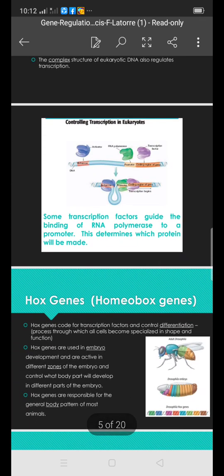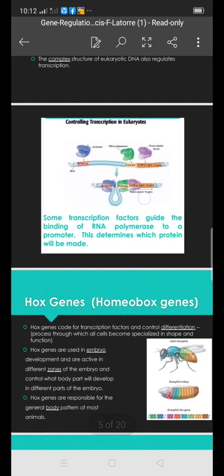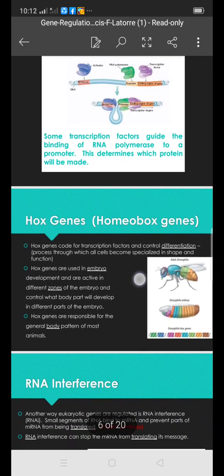This is the image of controlling transcription in eukaryotes. Some transcription factors guide the binding of RNA polymerase to a promoter. This determines which protein will be made.